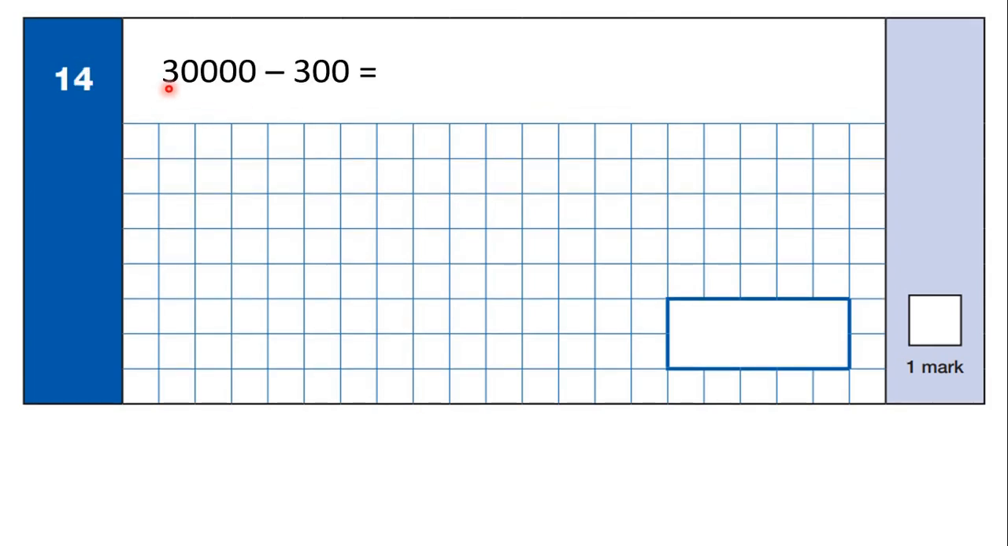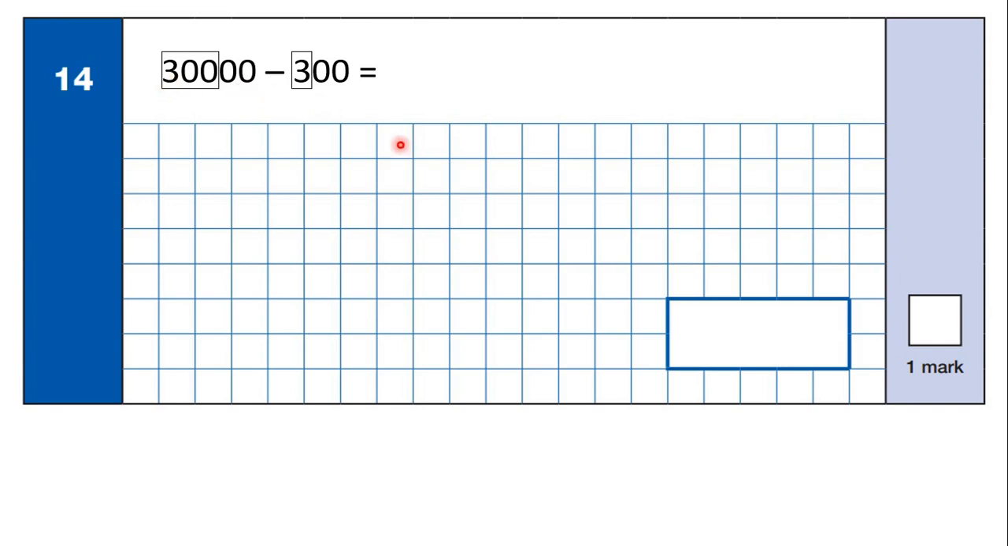Question 14. 30,000 minus 300. So here, if we look at the hundreds column, we have 0 hundreds and we're subtracting 3 hundreds. Now, we can't do 0 take away 3, so it might be tempting here to use column subtraction. But what we can do instead is look to the left. We still only have zeros, so if we look to the left again, we can see that our answer will be 300 take away 3 followed by 2 zeros.